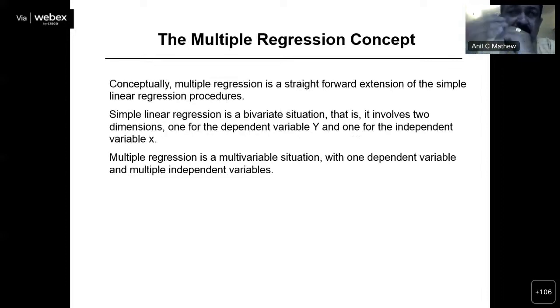Whenever I discuss multiple regression analysis, in my interaction with the postgraduate medical students in the university, 70 to 80% of the students did not understand some of the rationale behind multiple regression analysis.